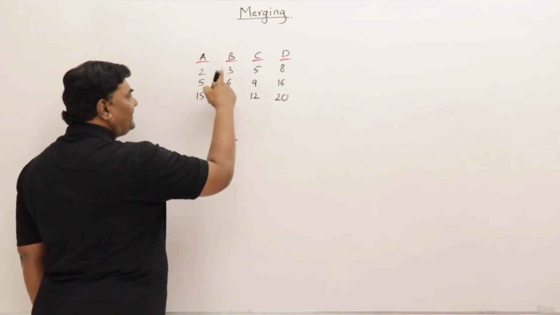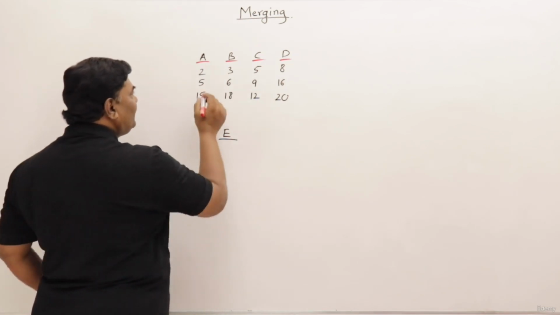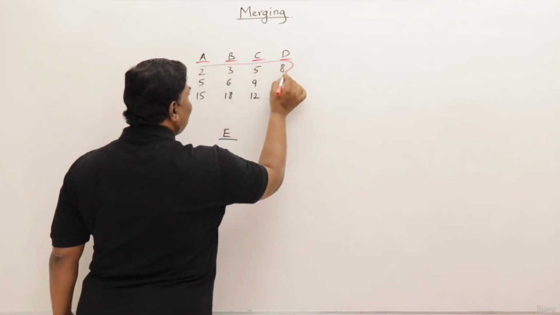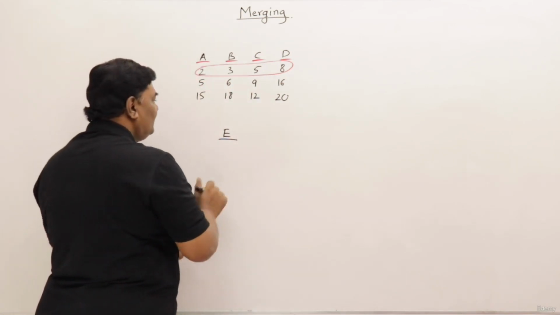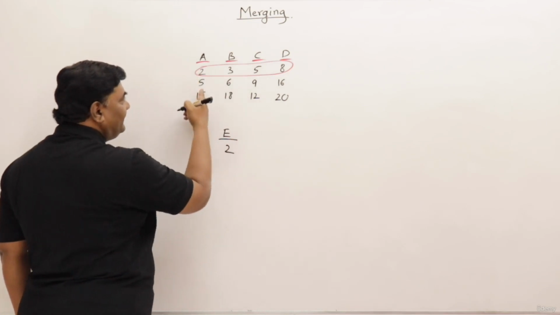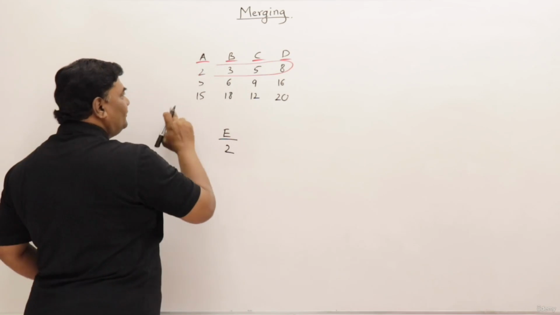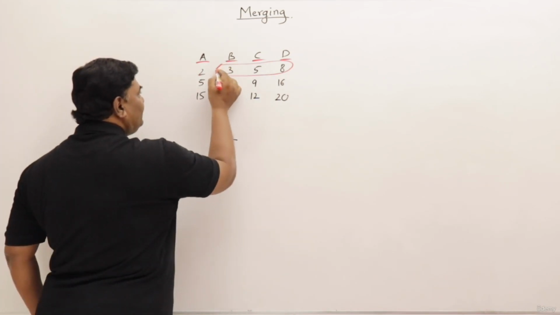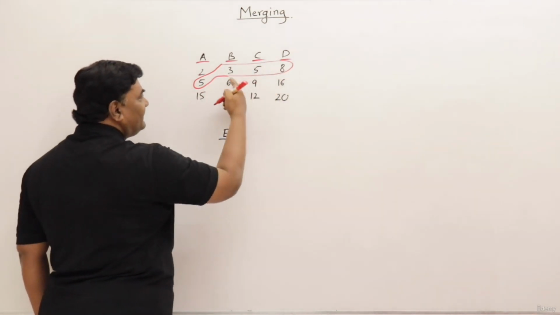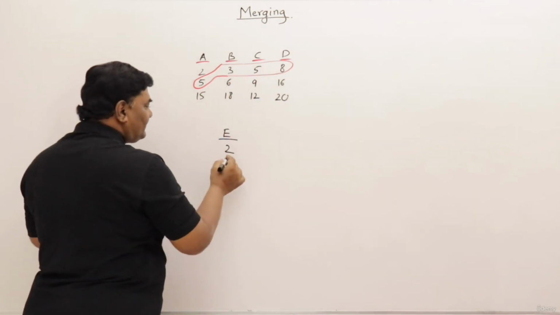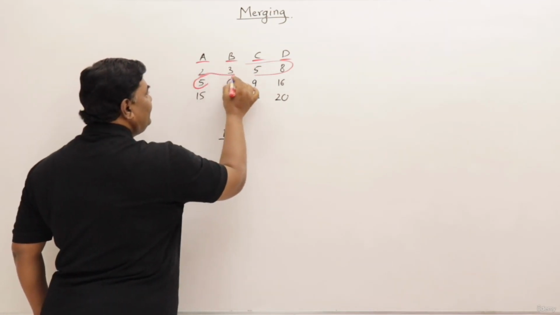If there were two lists, we were comparing the elements of two lists and writing the smaller one. But now we have to compare the first element of all these 4 lists and copy the smallest element here. So 2 is the smallest element that is copied. Now when 2 is copied, let us exclude this and compare these 4 elements from these 4 lists. That is 5, 3, 5, 8. So 3 is smaller. 3 is copied here. Then exclude this one. Now we have to compare these elements.